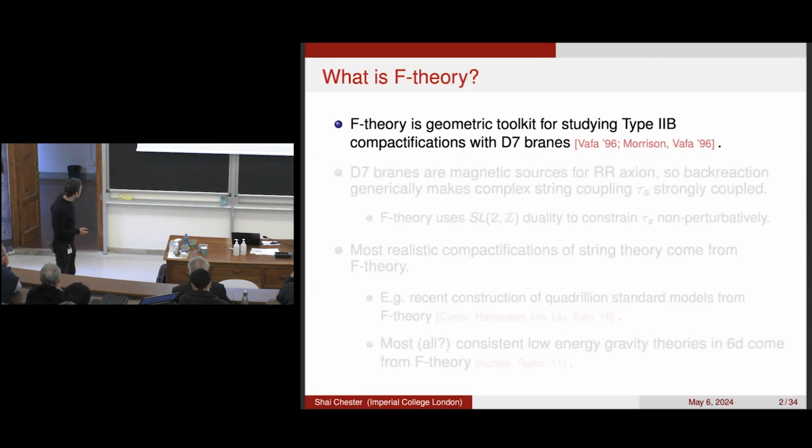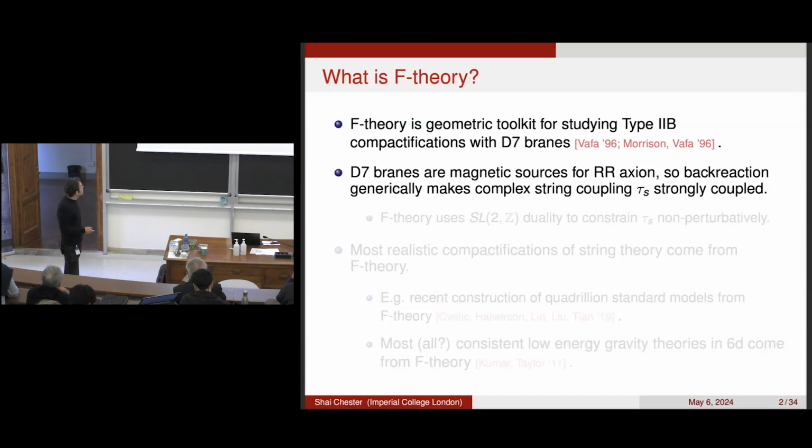So F-theory is a geometric toolkit for studying type 2b compactifications in the presence of D7 branes. Now, why is it you need a whole special toolkit just for D7 branes? The reason is that D7 branes in string theory are magnetic sources for the RR axion. This is basically because the field strength for a D7 brane is an 8 form, and then the dual is a 2 form, and so the magnetic version is coupling to an axion.